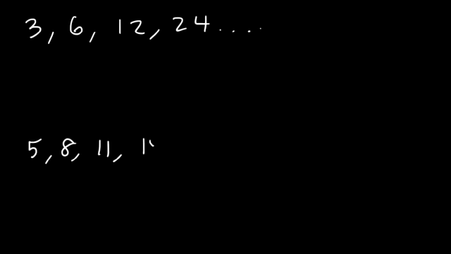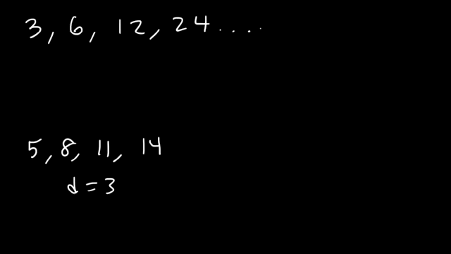So now let's talk about geometric sequences. So here's an example of a geometric sequence. Let's say we have the numbers 3, 6, 12, 24, and so forth. Notice that there's no common difference. In an arithmetic sequence, let's say 5, 8, 11, 14, there's a common difference of 3. 5 plus 3 is 8, 8 plus 3 is 11, 11 plus 3 is 14.